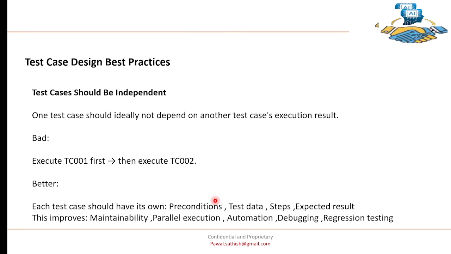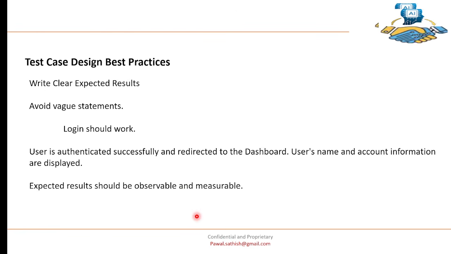Okay, so definitely if each of your test cases has all this combination, then it improves maintainability and parallel execution, automation is also easy, debugging is also easy, and it is useful in regression testing as well. Okay, so we need to write a clear expected result. Don't write a vague statement like "login should work." Instead, we will mention the user is authenticated successfully and redirected to the dashboard. The user's name and the account information should get displayed. So the expected result should be observable and measurable.